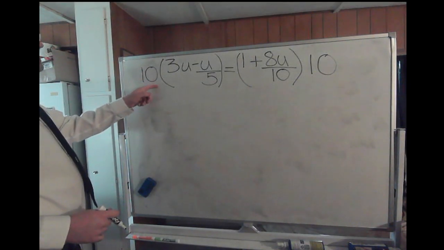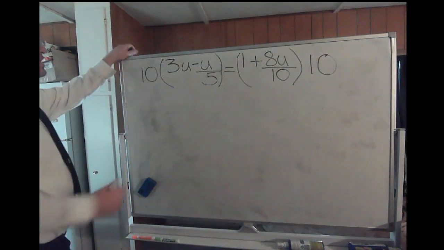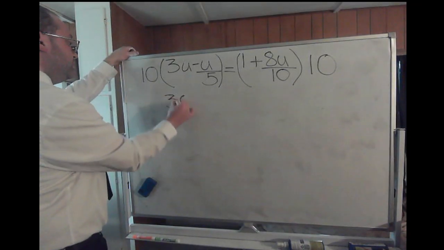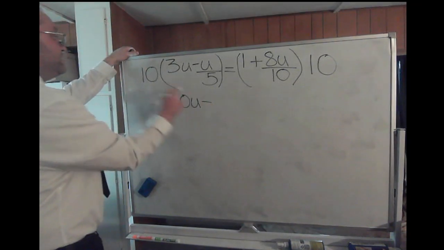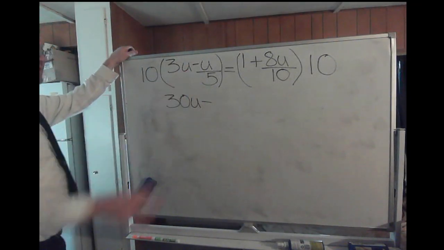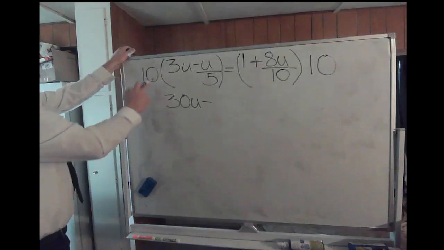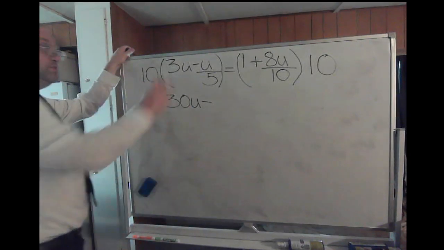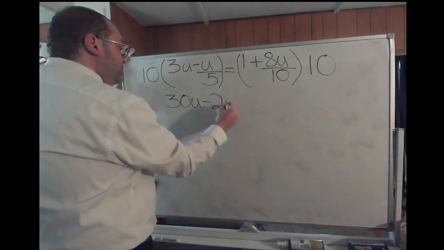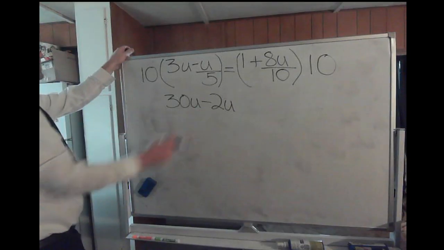Alright, so we have 10 times 3u. That's going to be 30u. Minus, we have 10 times u over 5. Well, let's see, 10 divided by 5 is 2. 2 times u is 2u. So we have 30u minus 2u.